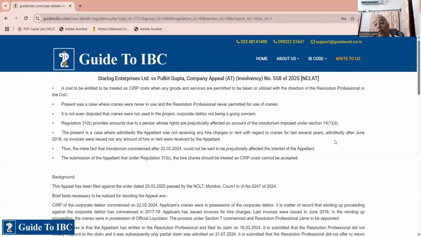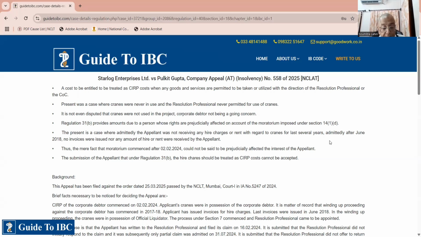So, in order to claim CIRP cost under 31B, you have to prove that your right is prejudicially affected because of the moratorium coming into place. In this particular case, the claims were existing since long back. So there was no way we could say that their rights were prejudicially affected.